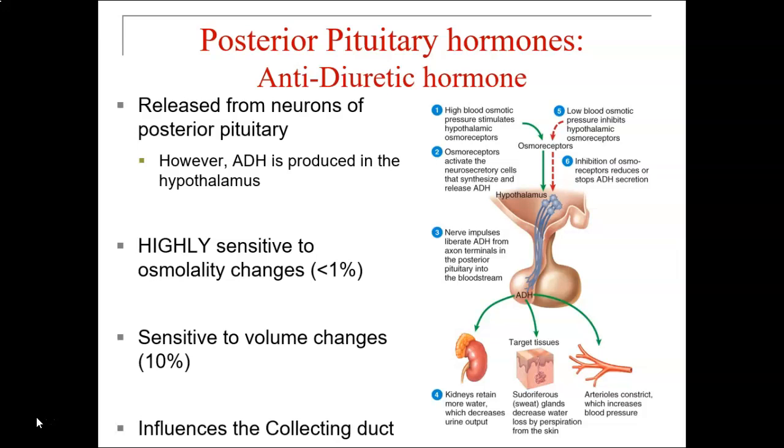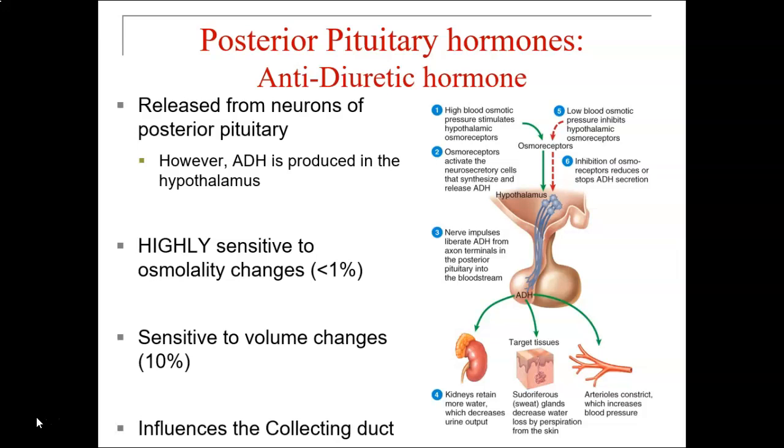Now, as far as the sensitivity to volume changes, it's still relatively sensitive, but nowhere near as sensitive as to the changes brought about by concentration differences, or osmolality differences, in the blood. It takes around a 10% or so change in blood volume in order for anti-diuretic hormone to be released from the posterior pituitary.